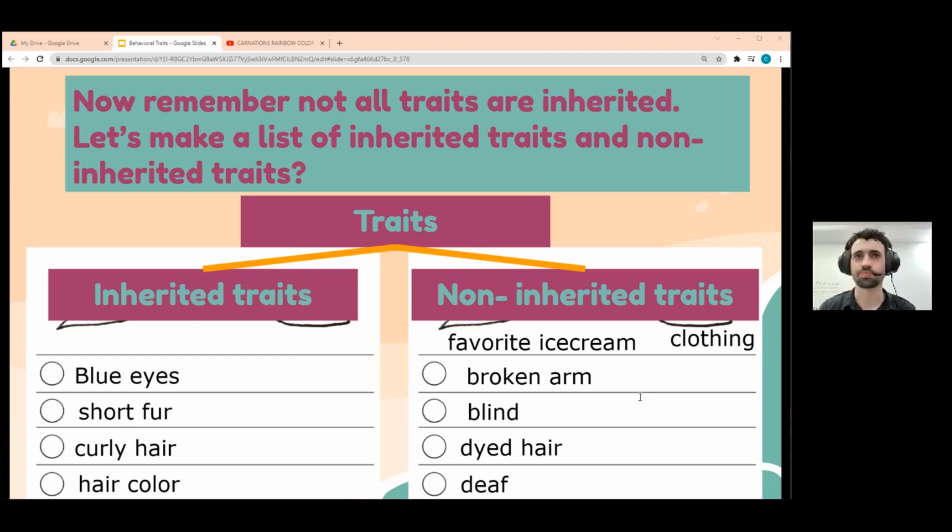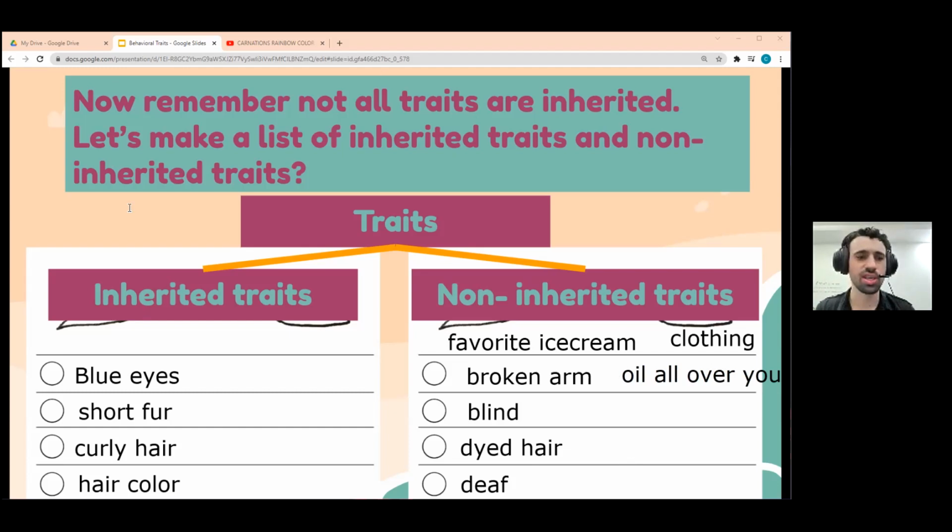Let me try to come up with some more non-inherited traits. Let's think about the animal world. Injuries are probably the more popular one for the animal world. Let's say you turn black from an oil spill. Let's say you have oil all over you. That would not be an inherited trait. That's from an oil spill. That's a non-inherited trait. And now you're black. So there are all these different types of non-inherited traits.